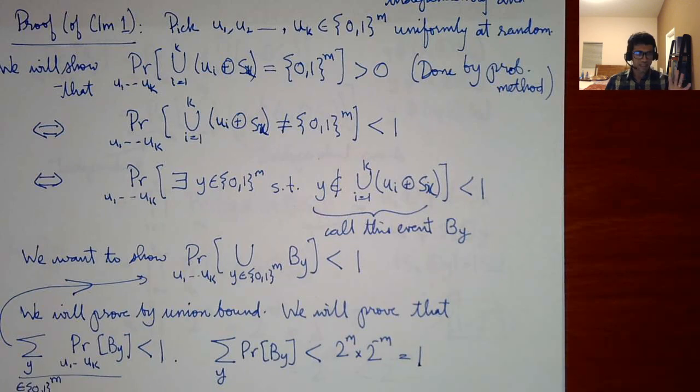This proof is a classic proof using the probabilistic method. It's a classic probabilistic method proof. Very, very common in combinatorics and theoretical computer science to have arguments of this form. Okay, any questions?